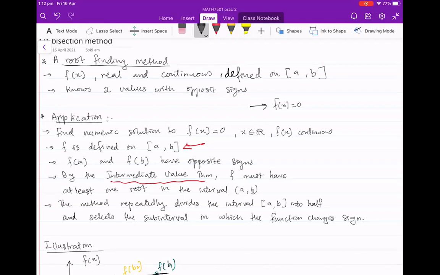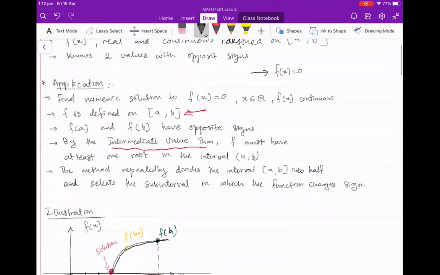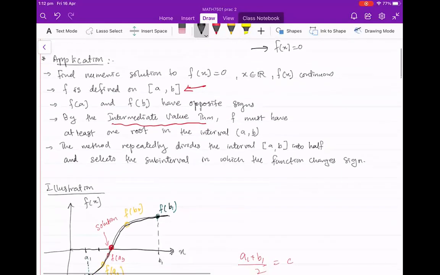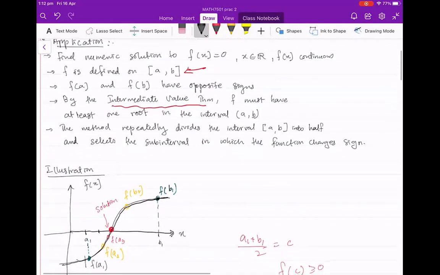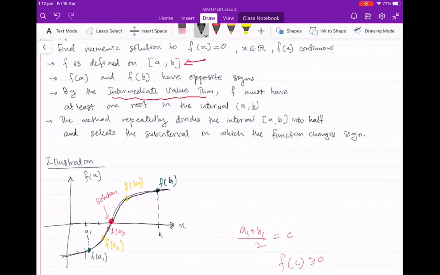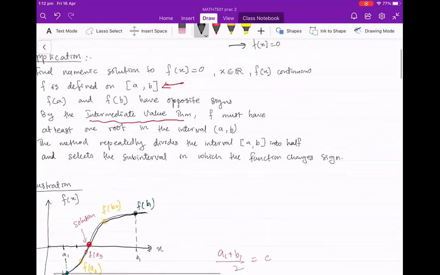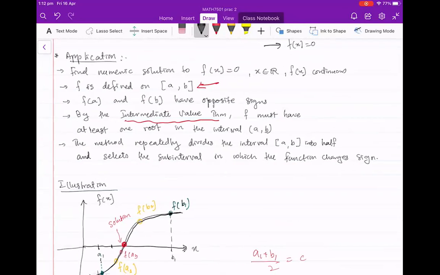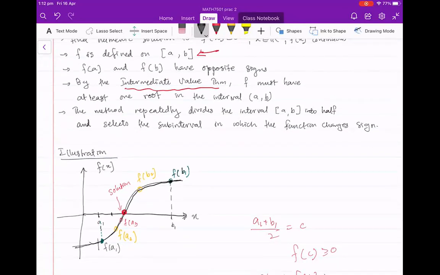Now, in order to apply the bisection method, as I've already said, you need a function which is defined on the interval [a, b], and at the endpoints f(a) and f(b) have opposite signs. If they have opposite signs at the ends, by the intermediate value theorem, f must have at least one root in the interval [a, b]. So this method guarantees a solution. It guarantees convergence. So that's one advantage of the method.